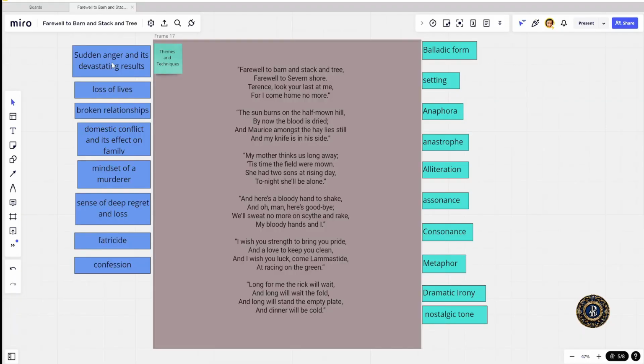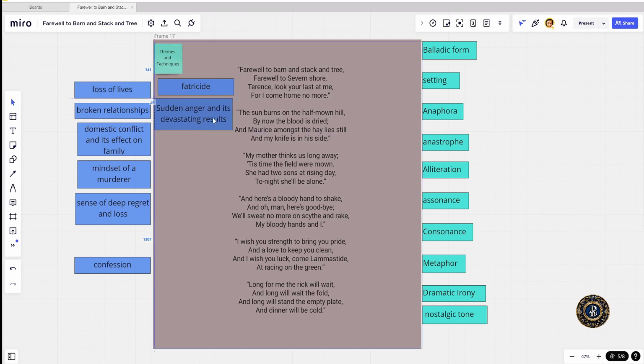Now what are the themes of this poem? This is about a fratricide. Fratricide is killing one's own brother. Here the speaker kills his own brother because of this love triangle. Remember, it's not stated directly, but we can assume the reason for this murder is the involvement of a woman. Then this poem is about sudden anger and its devastating results.